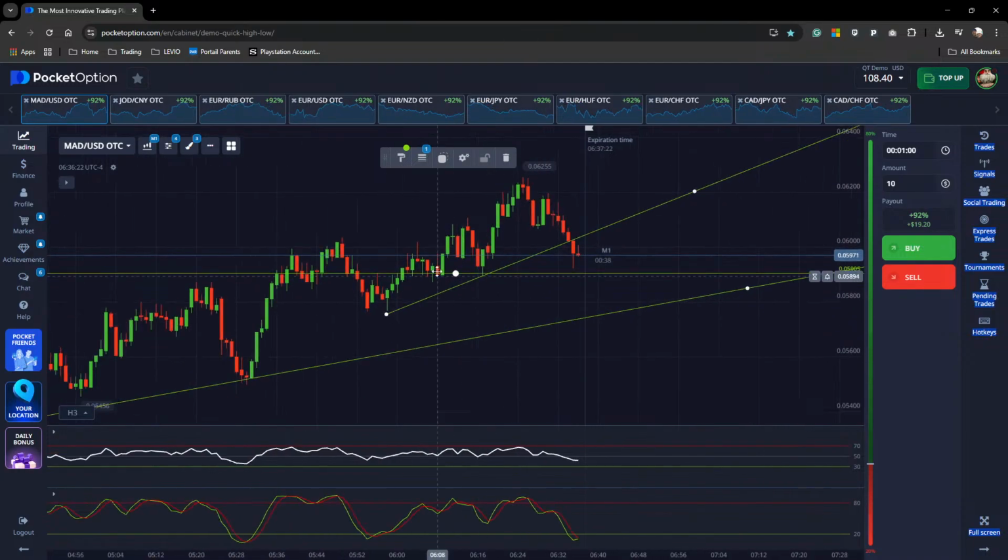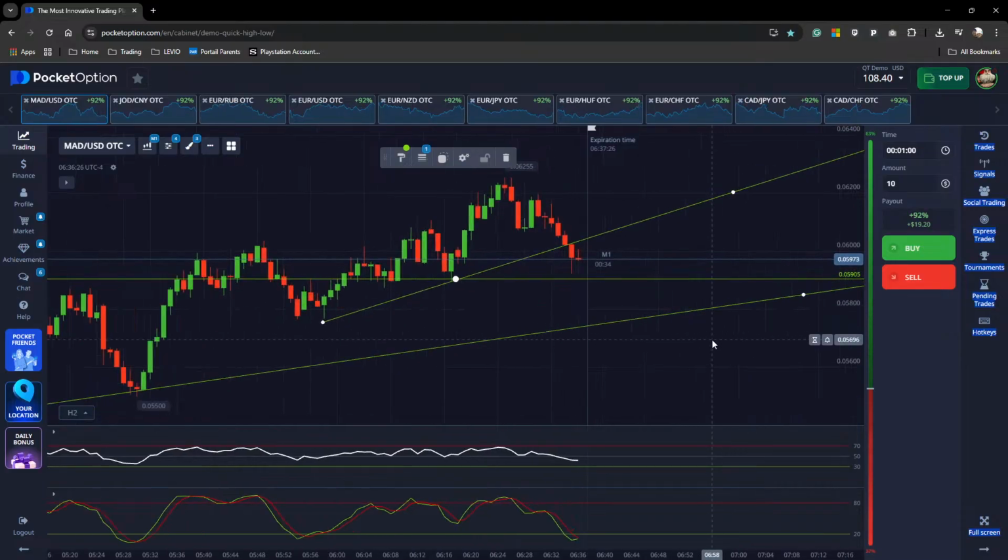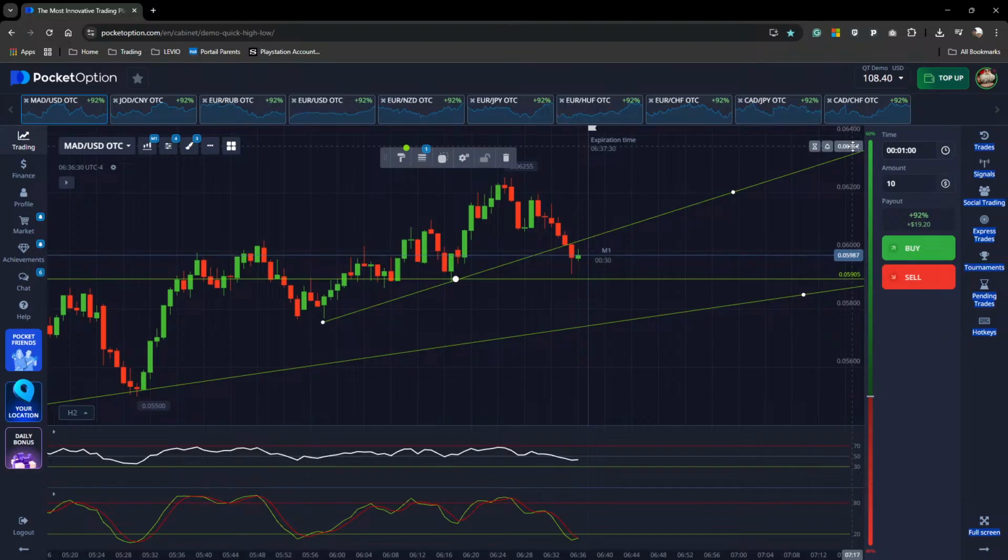Well, we do have third touch, round number. So we do have that playing in our favor. When I do come in 1 minute, I will change to flag mode, like I just did here.